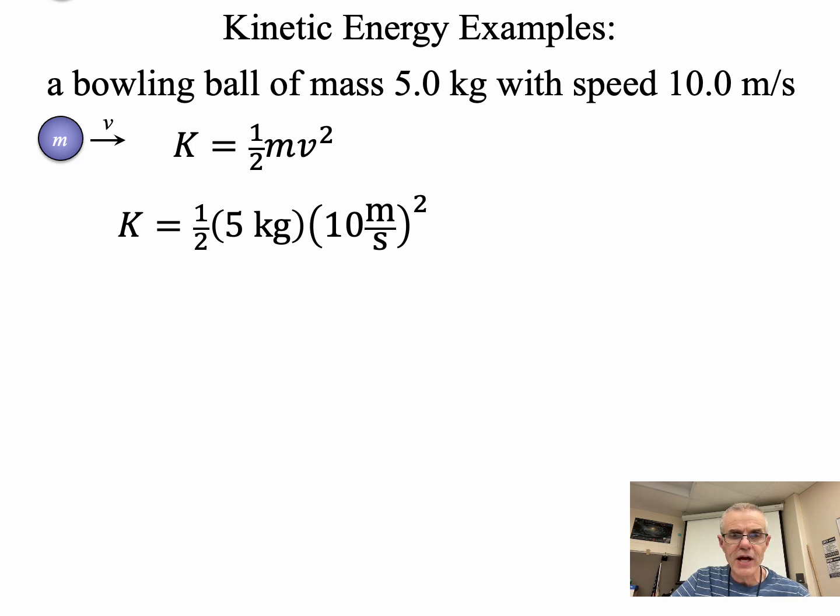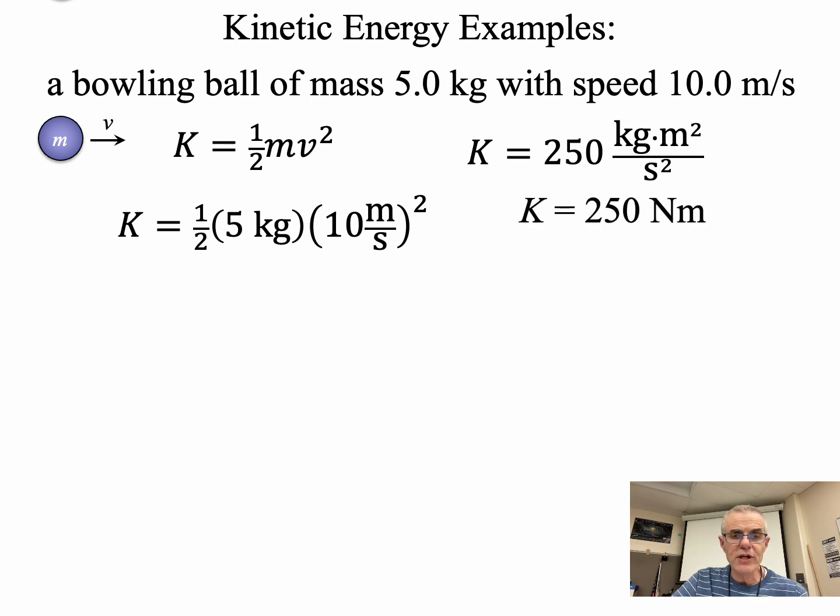So 1/2 times 5 kilograms, and then the speed, 10 meters per second, quantity squared. So 10 squared is 100 times 5, that's 500 divided by 2, that's 250. And then think about the units. I'm going to square meters and seconds, and that's going to give me this combination of units, and that would be a combination equivalent to a certain number of newton meters, and that is equivalent to a certain number of joules. So a bowling ball like this would have 250 joules of energy, kinetic energy.